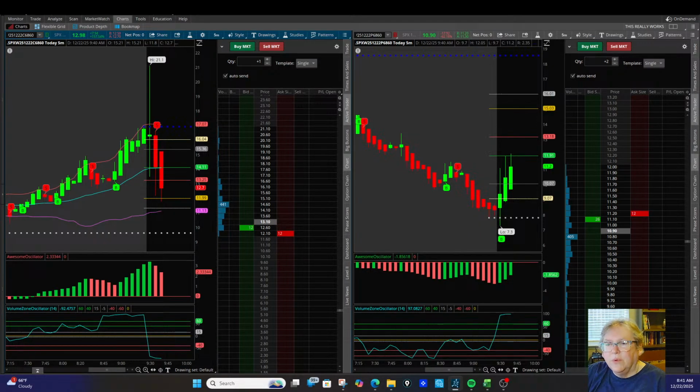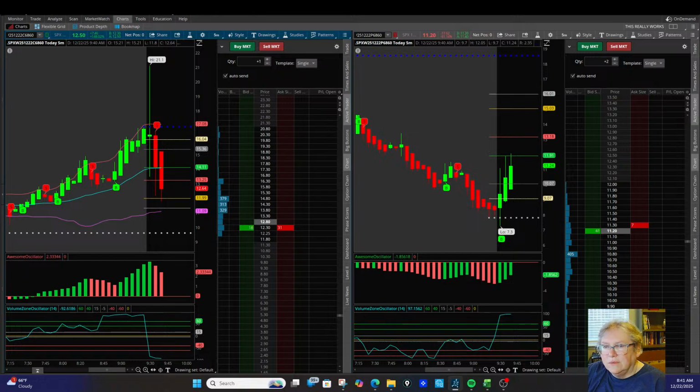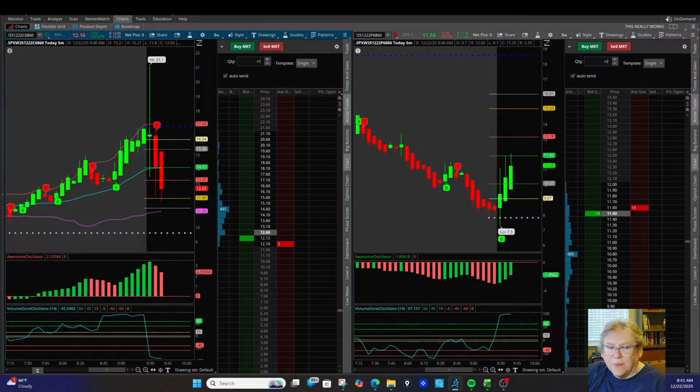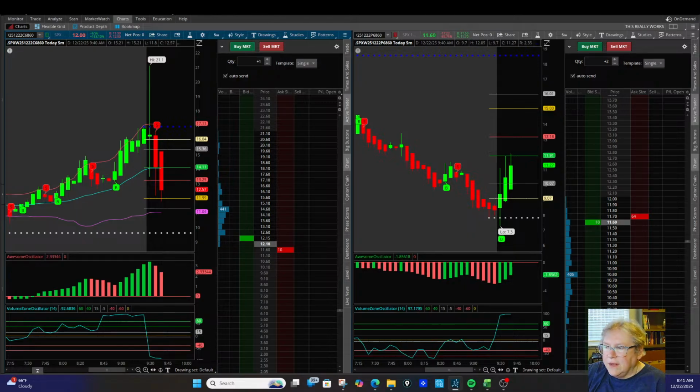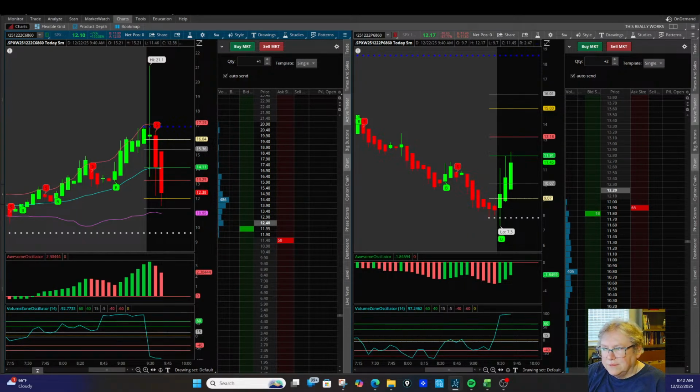A lot of times people will call that a high probability trade. So that's what I'm trying to shoot for, something that I know is going to hit my mark. And we're waiting right now for the volume zone oscillator to do something.